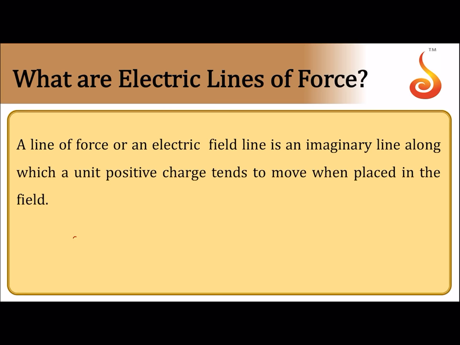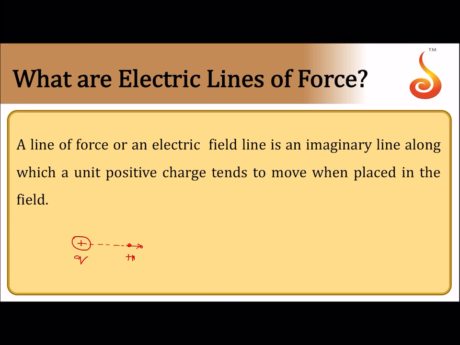So suppose I have a positive charge here, plus Q. I want to find along which line a unit positive charge will tend to move. So if I put a unit positive charge here, this is my test charge. Plus 1 is the charge on it. I place it in the vicinity of the main charge plus Q. Coulomb's law, there's going to be repulsion. Repulsion will be acting in this direction. So the test charge tends to move towards the right.